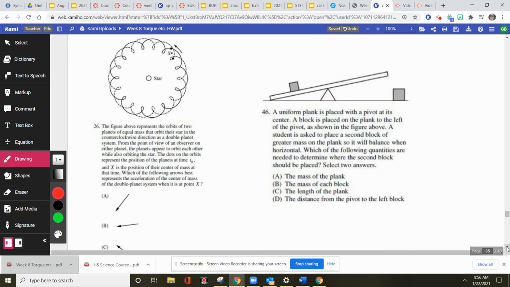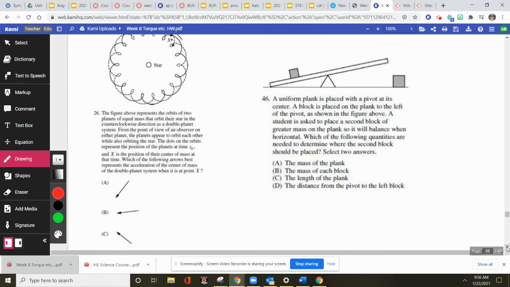Two orbits of two planets of equal mass that orbit their star in the counterclockwise direction as a double planet system. From the point of view of an observer on either planet, the planets appear to orbit each other while also orbiting the star. The dots on the orbits represent the position of the planets at time t0, and x is the position of their center of mass at that time.